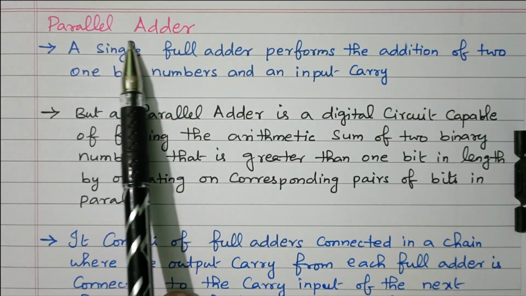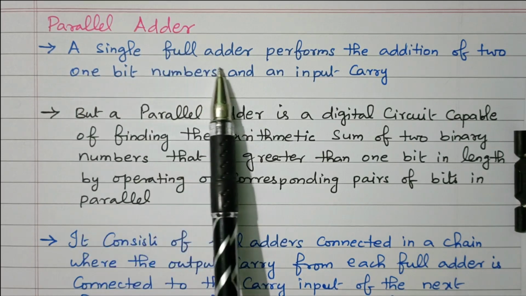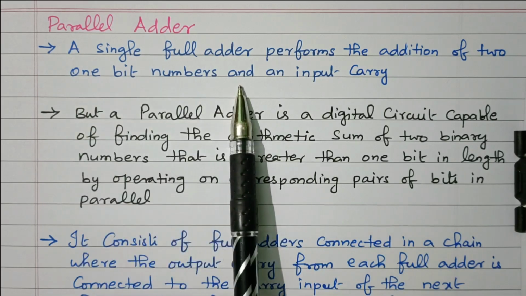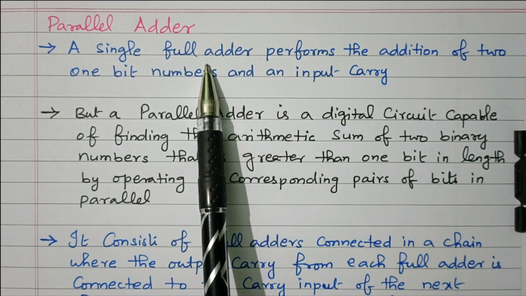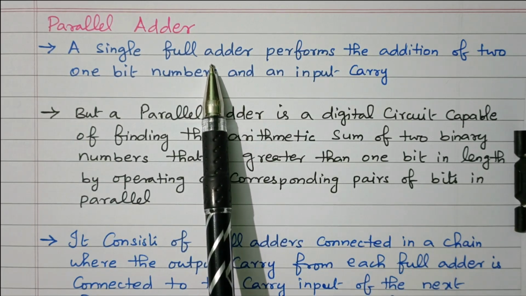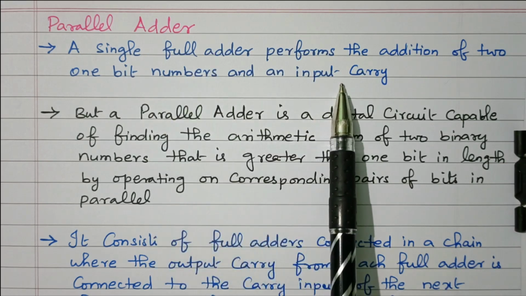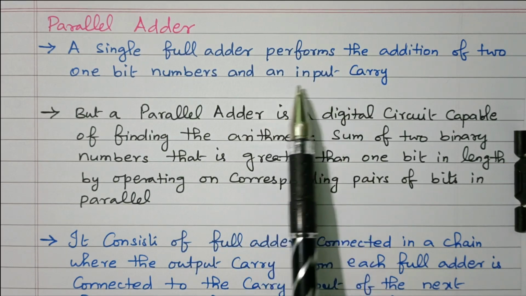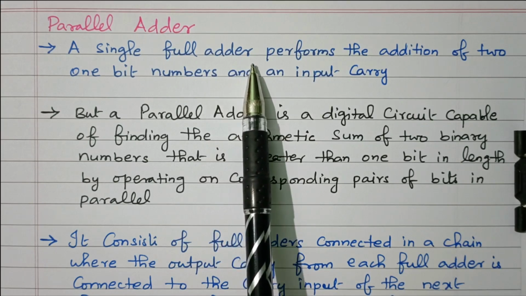Now we'll go to the topic parallel adder in digital electronics. A single full adder performs the addition of two 1-bit numbers and an input carry. We know that we have a full adder and a half adder. Half adder adds 2 bits. Full adder will add 2 bits and carry. So practically we need to add the carry from the previous digit. So 2 bits and carry is performed by the full adder. But it will add only one bit.